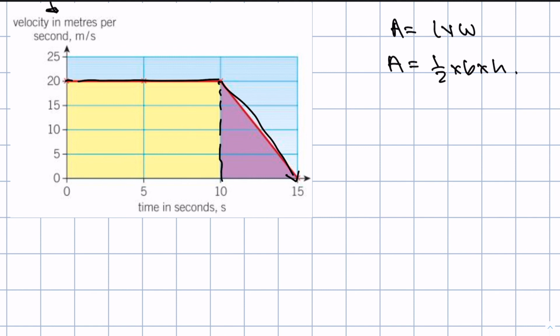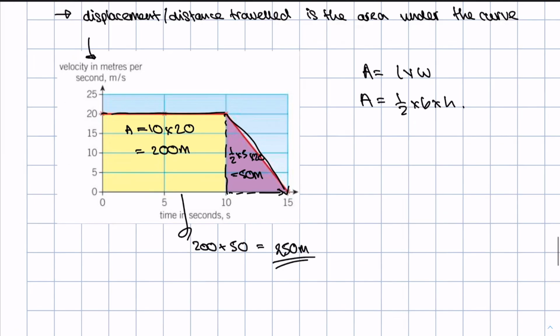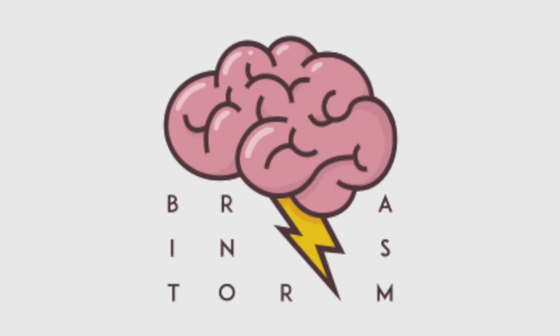So the area of this yellow rectangle is going to be 10 seconds times our 20 meters per second, and that's 200 meters. And then for our triangle here, we're going to do half times the base here, which is 5. So half times 5 times the height times 20, and that's 50 meters. So if we're asked for the total distance, we just do 200 plus 50, and then this car has traveled 250 meters. And that's about as hard as the velocity time graph will get.